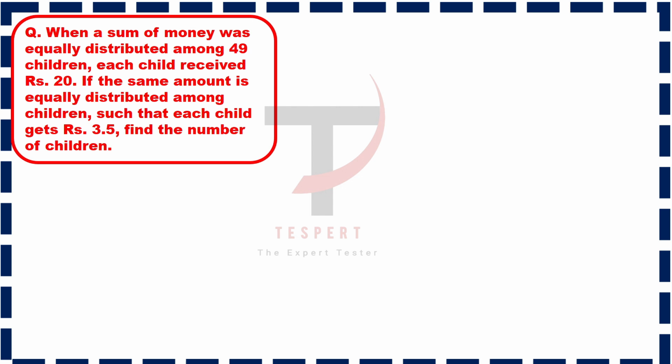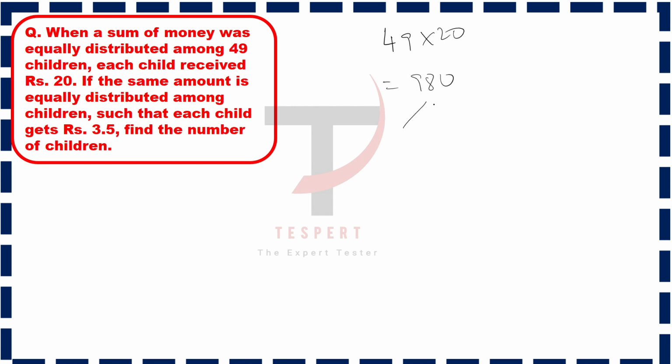When a sum of money was equally distributed among 49 children, each child received rupees 20. If the same amount is equally distributed among children such that each child gets rupees 3.5, find the number of children. So here, the sum of amount that was distributed: 49 children got 20 rupees each. So the total sum is 980 rupees.